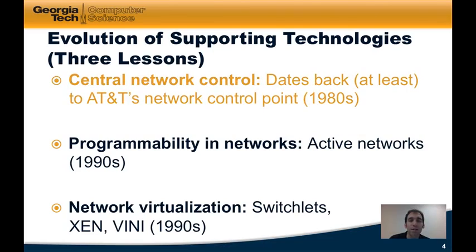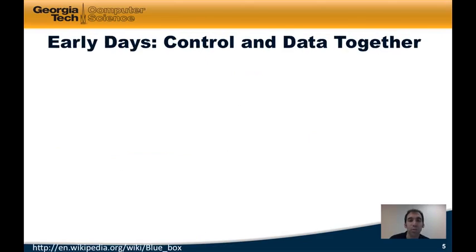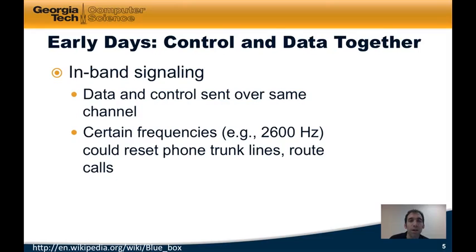So it wasn't always the case that networks had central network control. In particular, in the early days, control and data planes operated together in the same channel. This is a technology or a paradigm known as in-band signaling, where data and control, or in the case of the phone network, voice and control, were sent over the same channel. Certain frequencies in this channel, for example 2600 Hertz, could do things like reset phone trunk lines, and other types of things like pulses on the line could be used to route calls and set up circuits for calls.